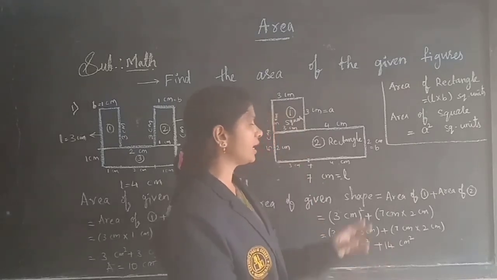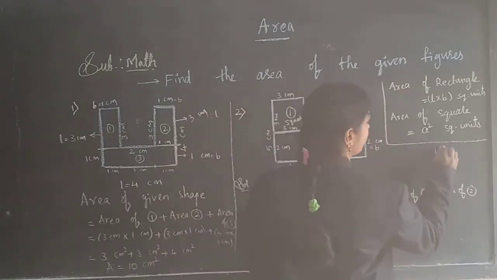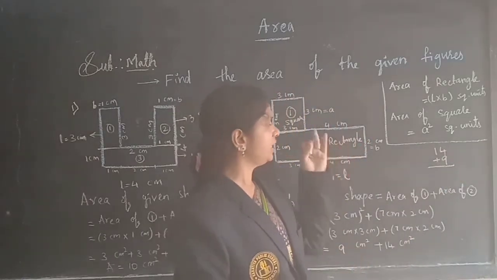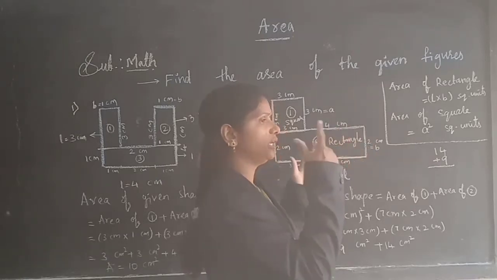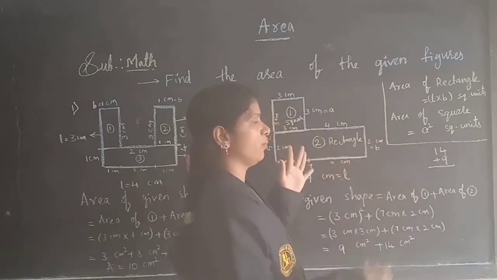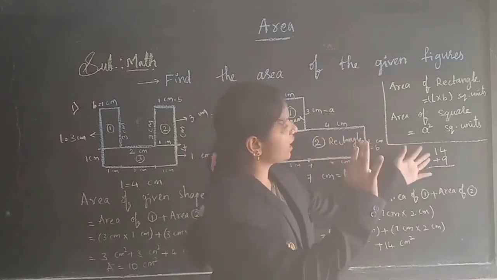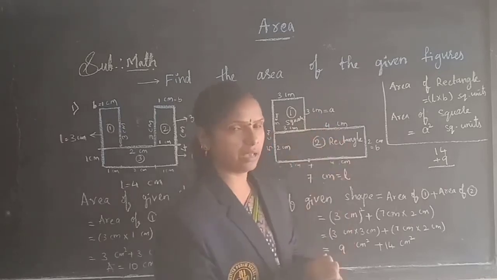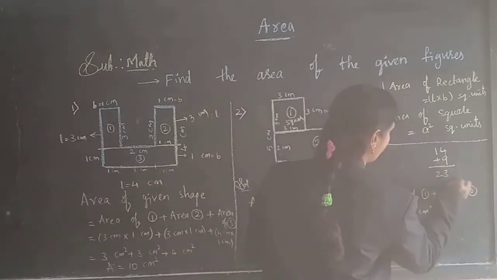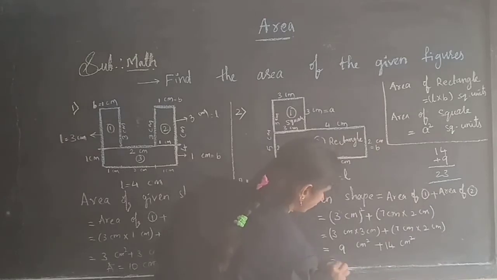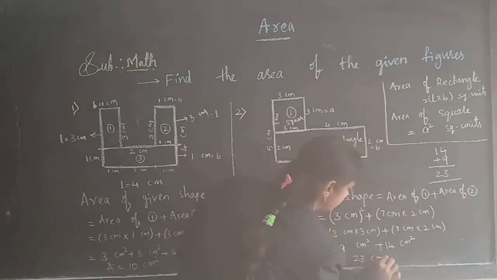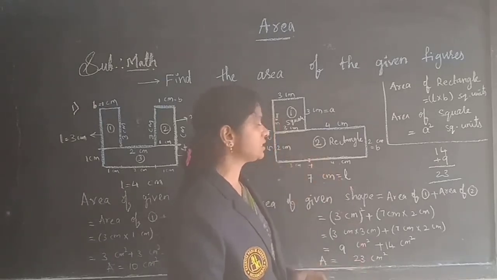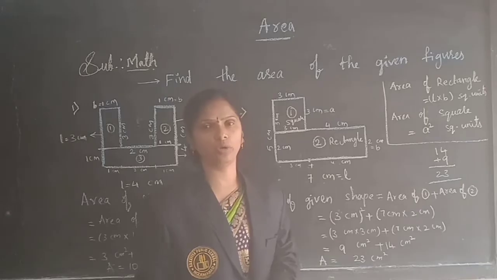After 14, if I count 9 more: 15, 16, 17, 18, 19, 20, 21, 22, 23. I opened 9 fingers here. So counting 9 after 14, I am getting 23. So the answer will be 23 square centimeters. It means the area of the given shape is 23 square centimeters.